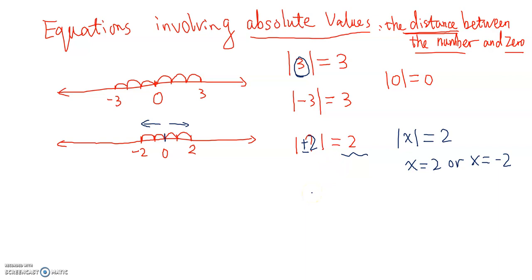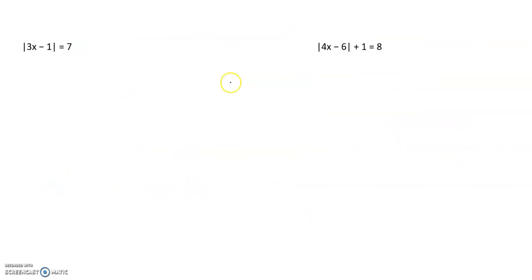Okay, so this is something we should remember. It's very intuitive when you look at the graph. Whenever you see this equation, it's like asking you what numbers are 2 units away from 0. So you can immediately get 2 answers, 2 and -2. But we could make the inside a little more complicated than just a single variable x. So let's look at an example. What if the inside is 3x minus 1, and it equals 7? The idea will still be the same. When the inside is an algebraic expression, we can still call it the inside.